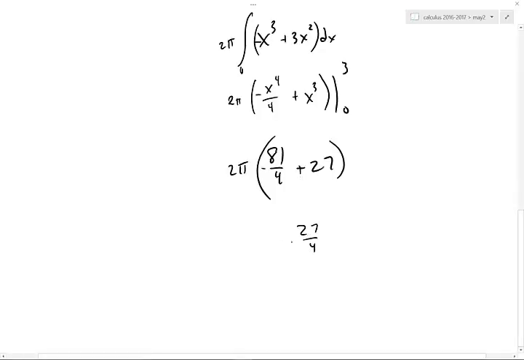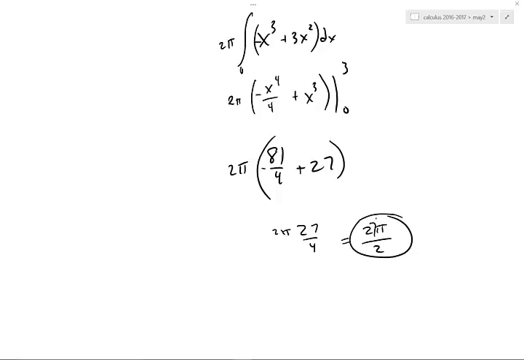It's going to be 27 over 4 times 2 pi, so it's going to be 27 pi over 2. That should be our answer. Same answer, just the opposite. It's not negative, it's positive. If it happens to you, just be aware of that. I'll do a good one in a minute, okay? Don't get mad.